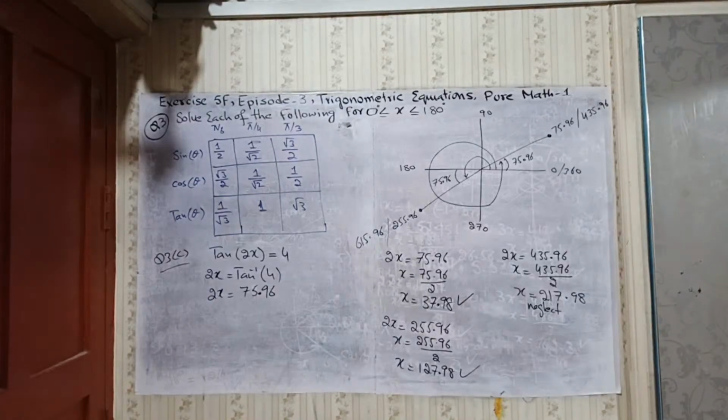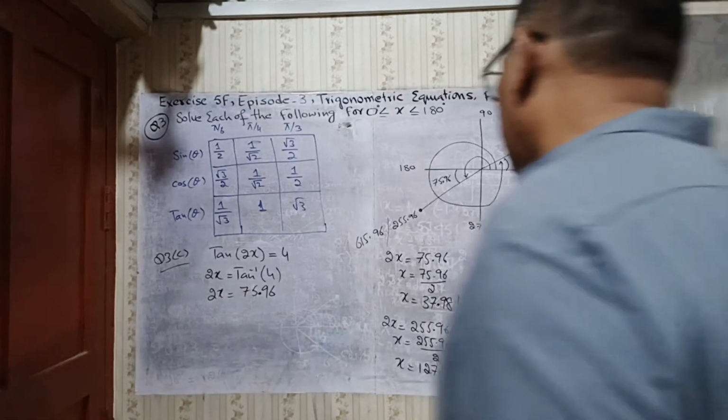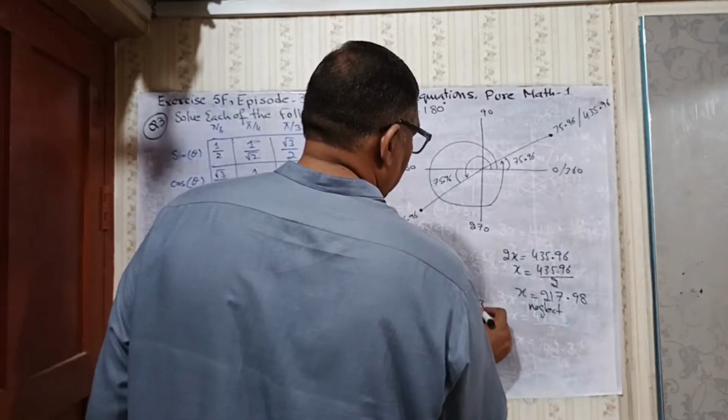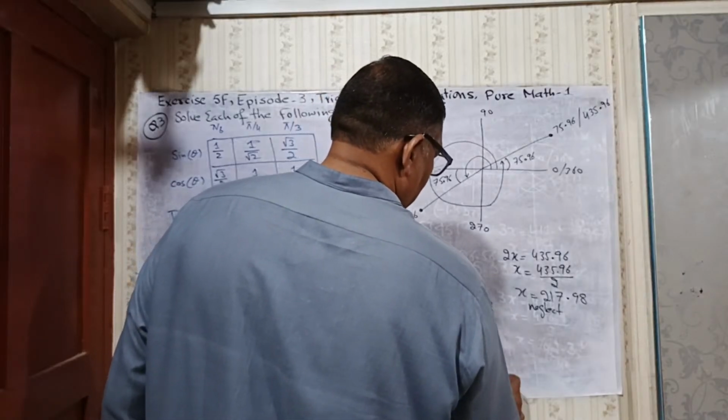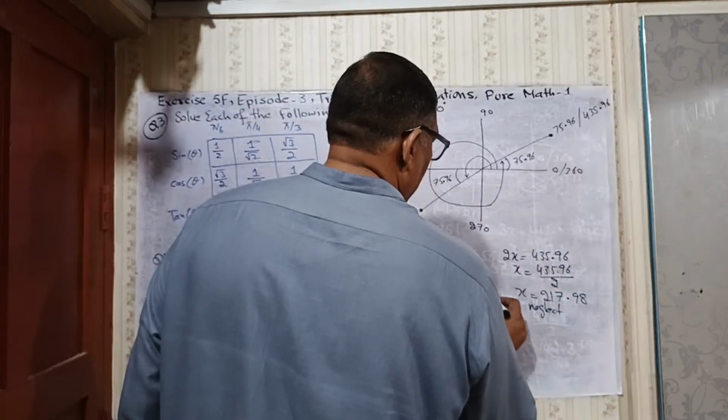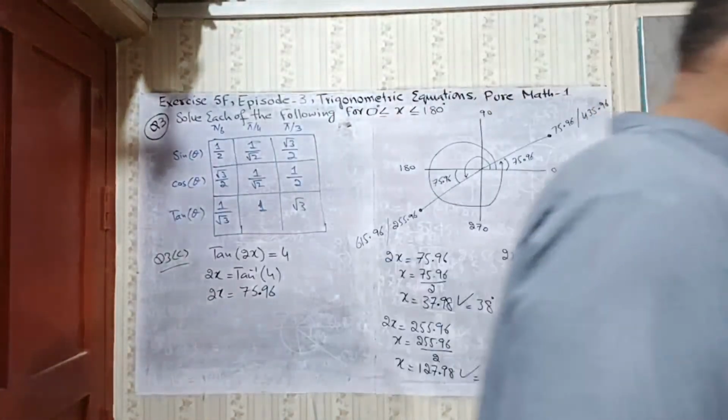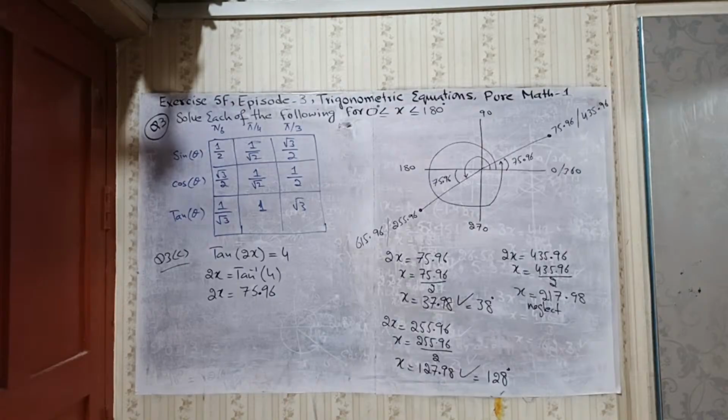Okay. So C part, he says it's 38 degrees. My answer is 37.98, so approximately 38 degrees. So that answer is right, sir. And 128: our answer is 127.98, so that's 128 approximately. They have written 38 and 128 degrees. So this is how you will solve question number 3 and its C part.